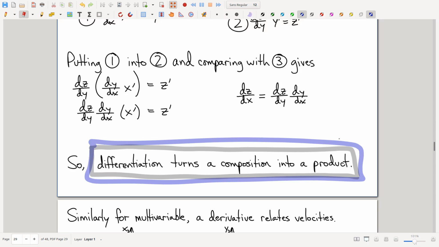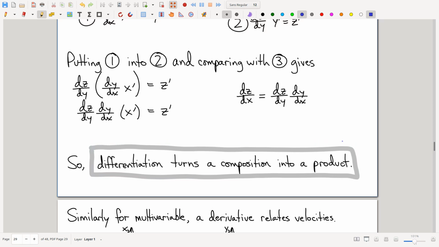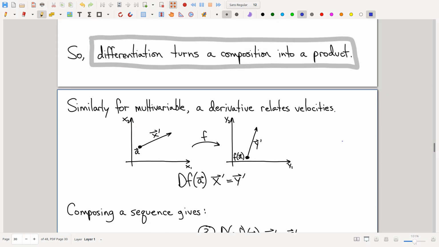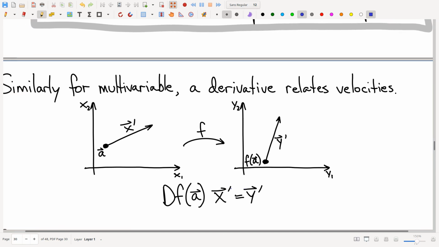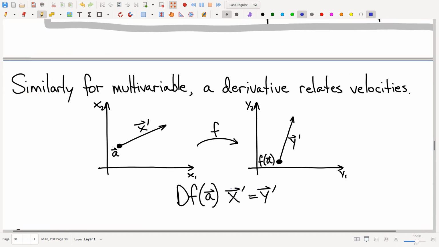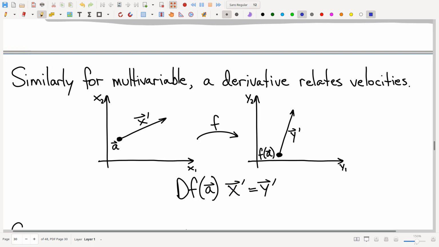And with all of that reminded, let's now do the same thing for multivariable functions. Now again, we have a bunch of different points of view on what a multivariable derivative does, and I'm going to take again a very particular narrow point of view for the purposes of extending the analogy. A derivative is a factor. It's what you multiply by input velocity to get output velocity.